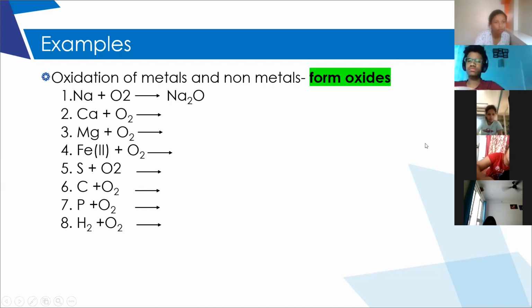The first example for the combination reactions is formation of oxides. Oxides are the binary compounds which are formed by the reaction of oxygen with metal or non-metal. Metals form metallic oxides and non-metals form non-metallic oxides. We will even discuss the properties of these metallic and non-metallic oxides. Complete the reactions. Ajay, are you able to follow? Okay, complete these reactions.